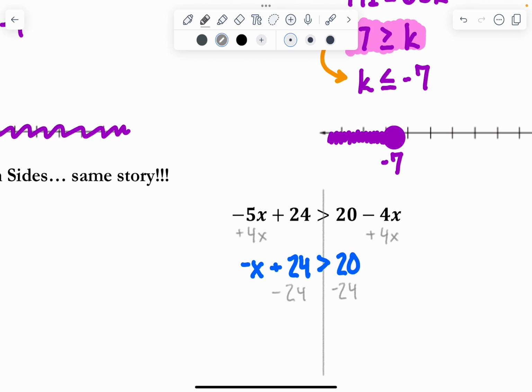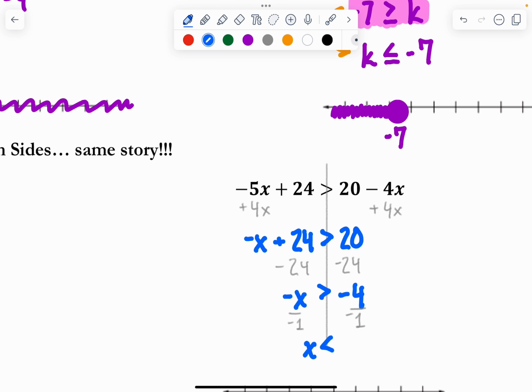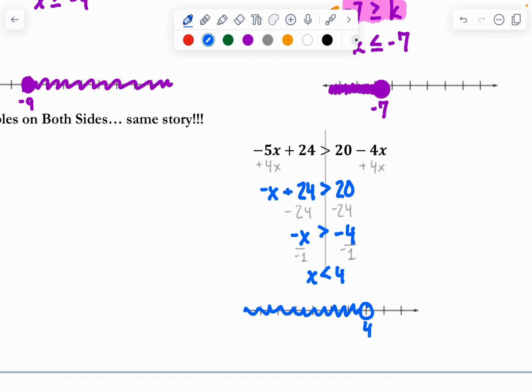So you can see here, I add 4x to both sides, so that gets my x on the left-hand side. We subtract 24 from both sides. Okay, now I'm not done here. This is actually a little subtle step here. I'm going to divide by negative 1, which means I have to flip that inequality. So it's x is less than 4. We leave it open. Okay, so the idea here is we want the variable on the left if we can control that. That may require us to rewrite the problem.